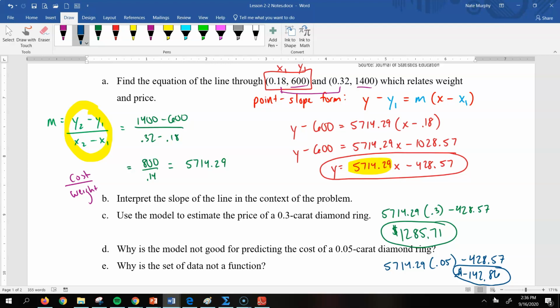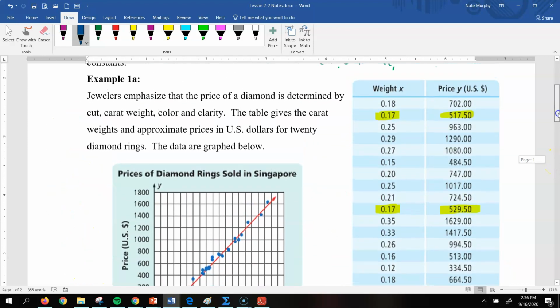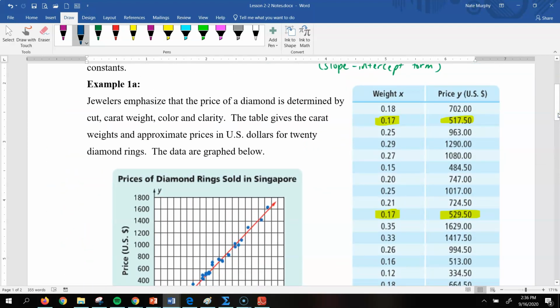And then it says in part E, why is a set of data not a function? Now remember we said in the previous video that a function is where each input has exactly one output. So you would have no repeats. Like if you look down a table of values and you see that you ever have any values for x that repeat, you want to look at the values for y. And if they're different numbers, that's how you could tell it's not a function.